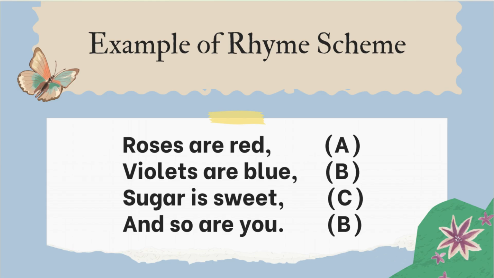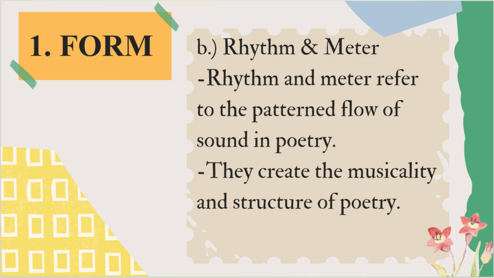Let's now have an example of the rhyme scheme. Roses are red, violets are blue, sugar is sweet, and so are you. With the words blue and you, we put the letter B since they are rhyming words. And the others, like red and sweet, we put letters A and C since they don't rhyme.